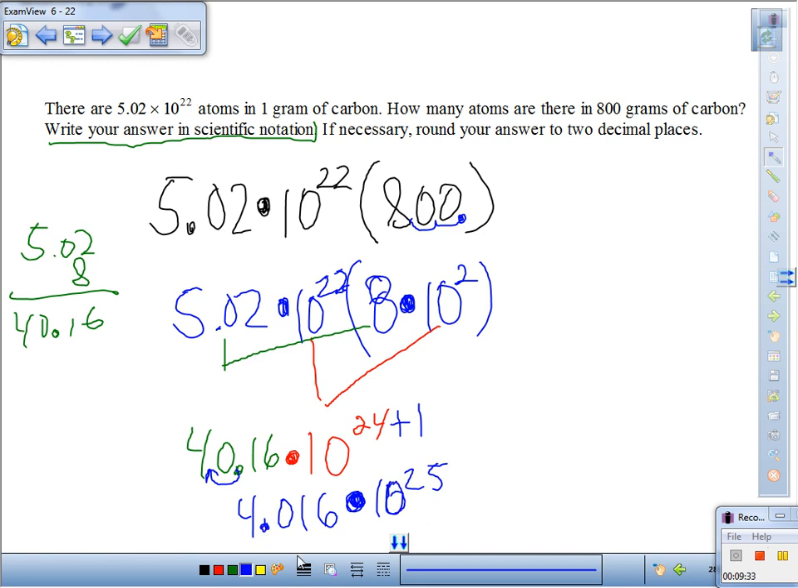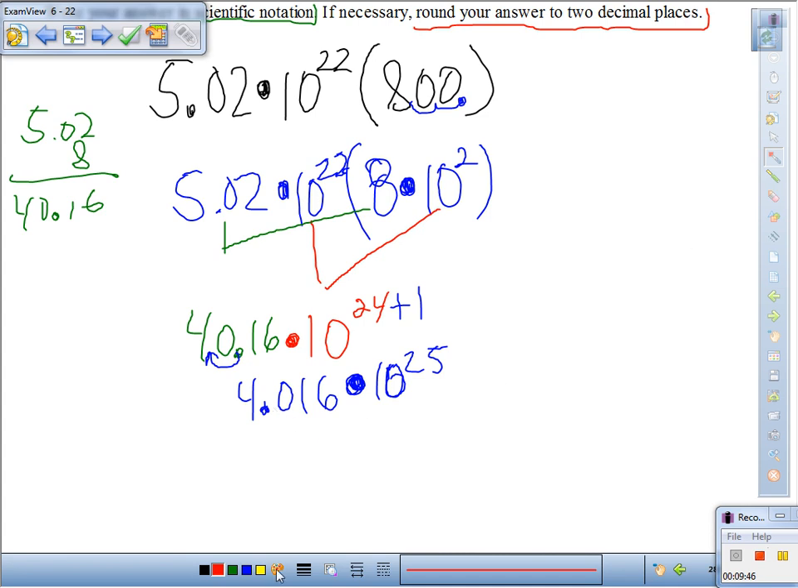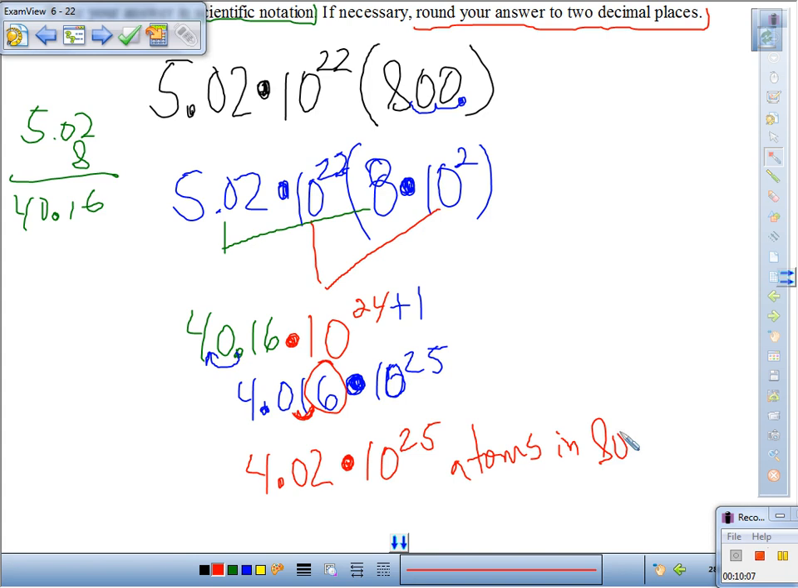If that was to be it, that's it. However, what did I underline on some of your study guides? It said, round your answer to 2 decimal places. Look at our answer. Which is the 2nd decimal place? This one, right? Does it stay a 1 or does it go up to a 2? 2, because this one is greater than 5. So this is 4.02 times 10 to the 25th, and its atoms in 800 grams of carbon of C.